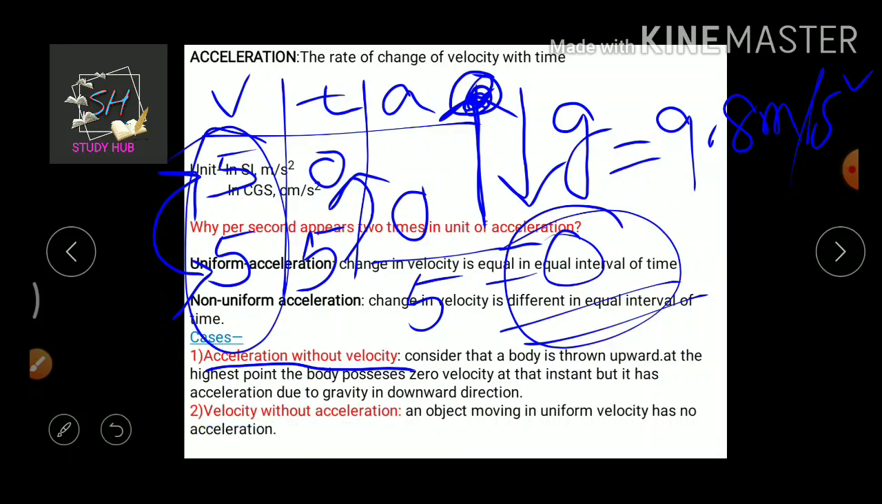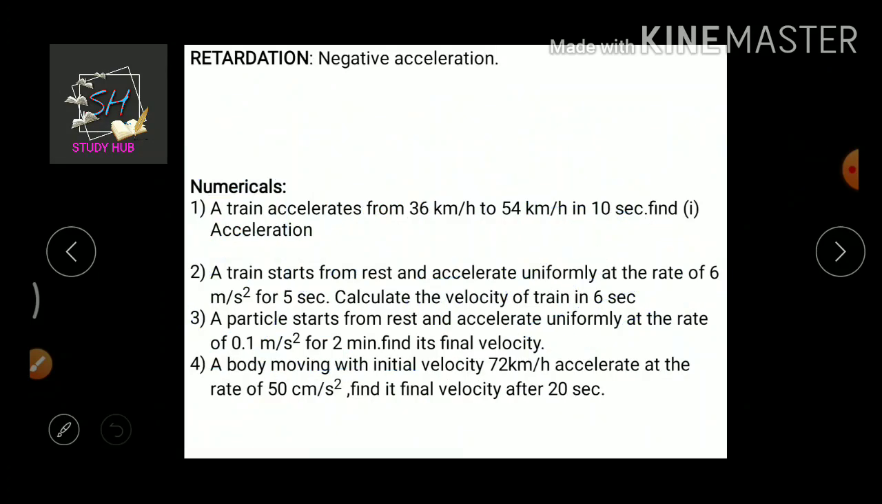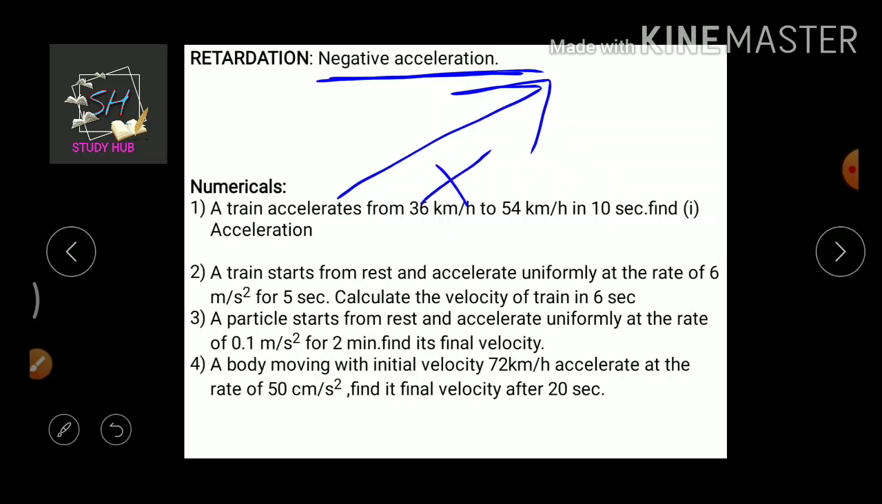Now, let's go to the next slide. Here is a topic, retardation. Retardation means negative acceleration. What is negative acceleration? Acceleration means that an object's speed is increasing, plus speed. If it is retardation, then its speed is decreasing, that means minus. Then this is called retardation.